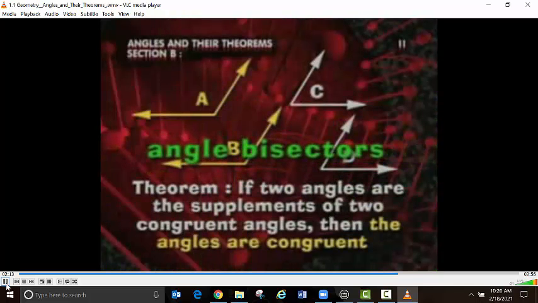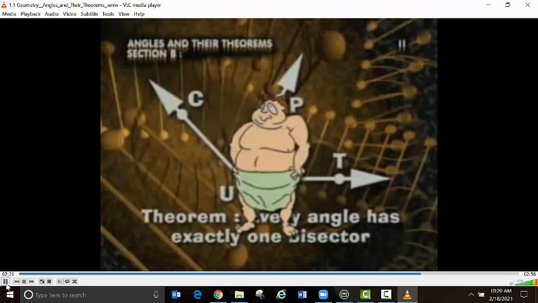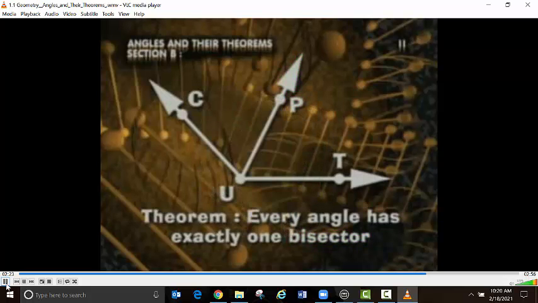Now here's the theorem about angle bisectors. Theorem. Every angle has exactly one bisector. Remember how we said that each segment has exactly one midpoint? Well, the same is true of angle bisectors. So as angle CUT is bisected by ray UP, we get two congruent angles, CUP and TUP.